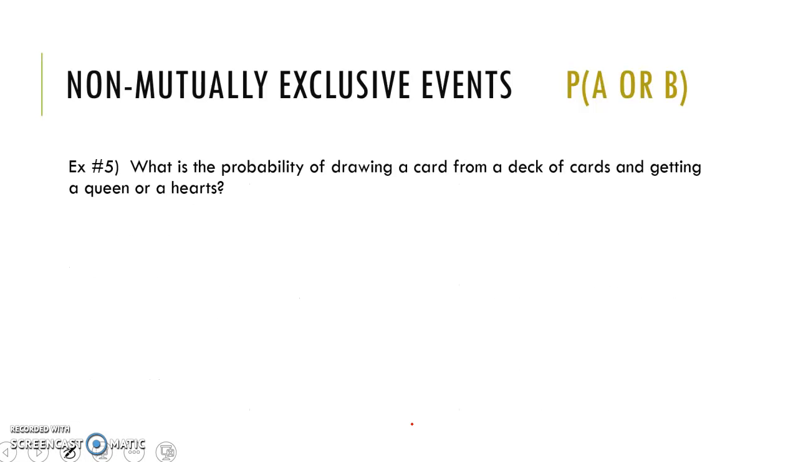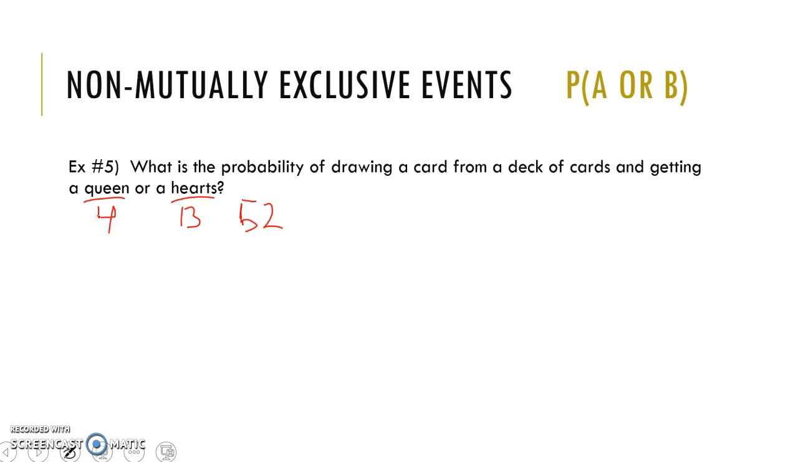What is the probability of drawing a card from a deck of cards and getting a queen or a heart? Well, we know that if I have a deck of cards, maybe you don't know this, but there are 52 cards in a deck of cards. And 1/4 of them, 13, are hearts, and 4 are queens. And so we could think of it this way.